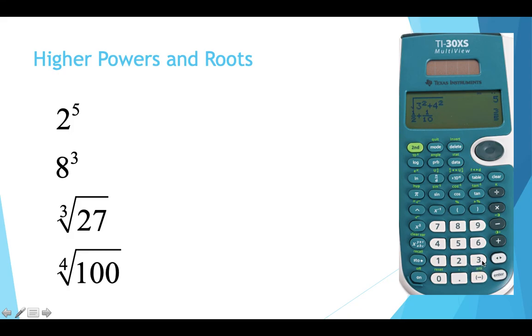To do that one, you first have to enter in the actual root. So this first one, the 3rd root of 27, you'll first enter in that 3, because that's the 3rd root. Then you'll hit second and that caret button. What that does is it says the number I just entered, which is x, will be on the outside. Now I enter in 27 on the inside. And my answer will be 3, because 3 times 3 times 3 will give you 27.